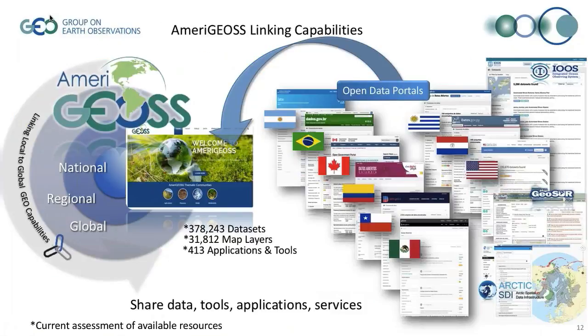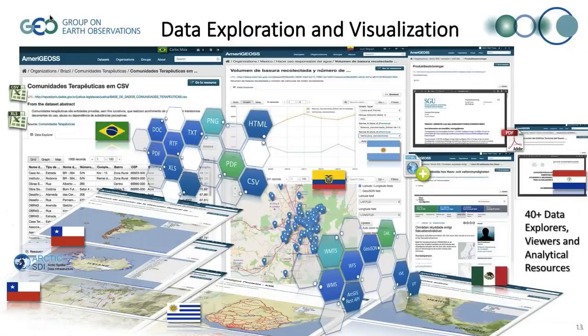We're linking national capabilities, regional capabilities, and global capabilities in terms of being able to provide these resources. We're tapping national resources where available. Many of the national entities already use CKAN, which is great. And I would encourage you all, if you are a US constituent, to register your data and information with data.gov. But we're working with all of the other countries to do very similarly, and then we're bringing those together within the AmeriGEOSS community platform.